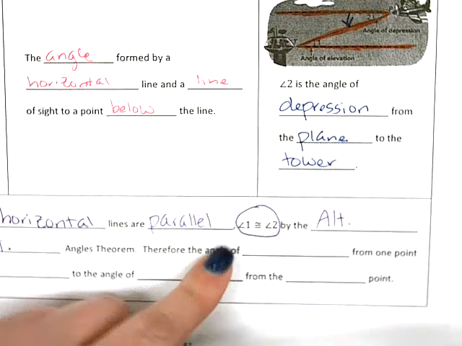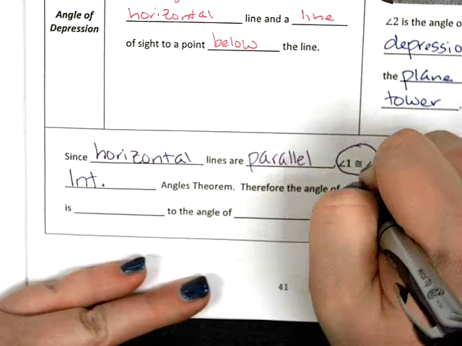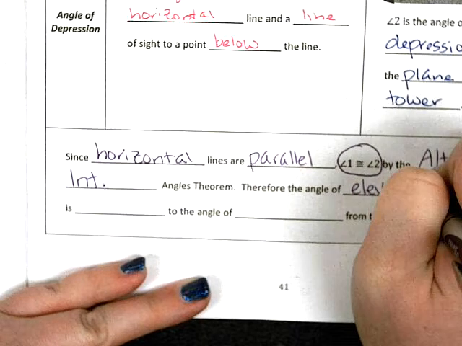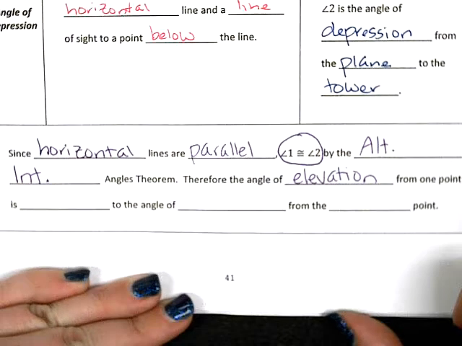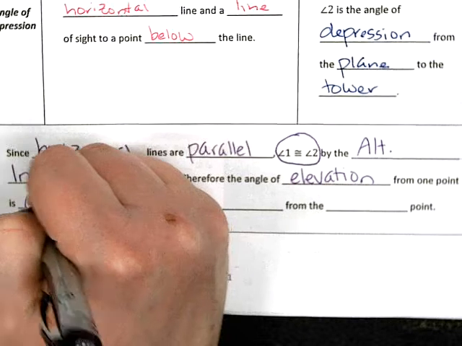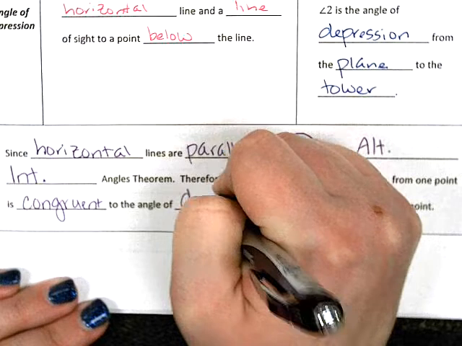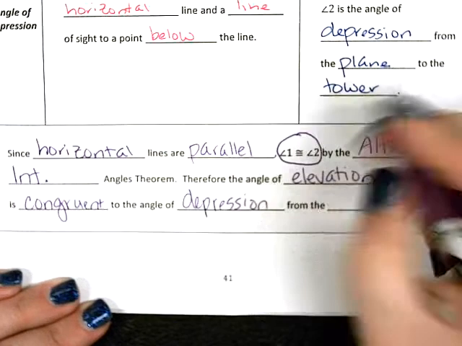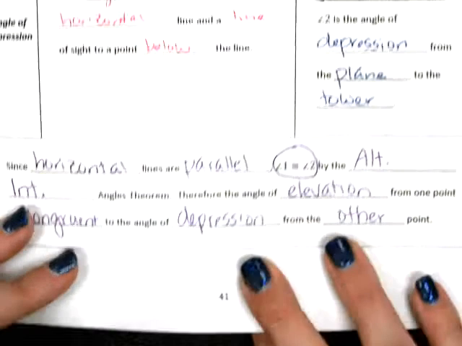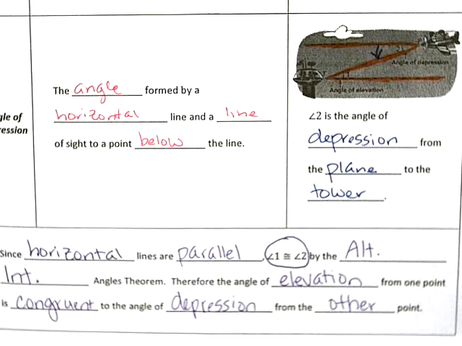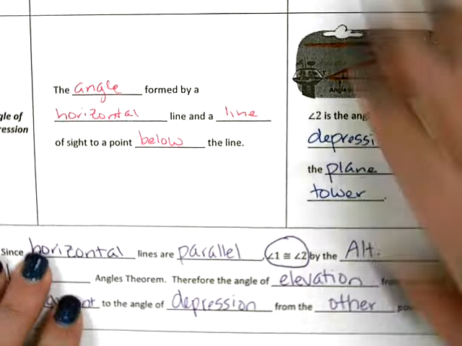Essentially what this is saying is that the angle of elevation from one point is congruent to the angle of depression from the other point. It's pretty cool that we get those to be congruent to each other. We just have to be careful that we're talking about the right angles. Sometimes drawing these pictures can get a little nasty, but we will worry about that in a minute.